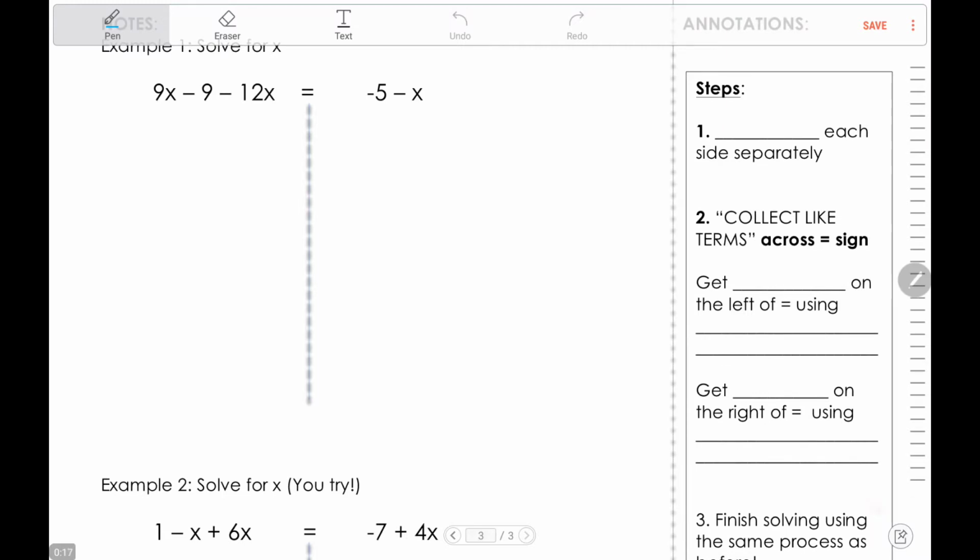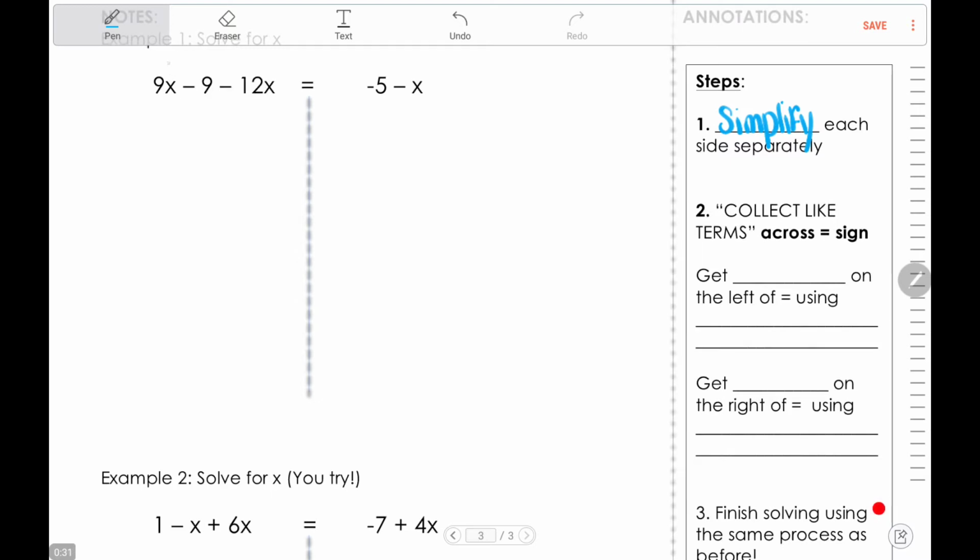Step number 1 is to simplify each side separately. Remember, simplify means to get smaller. So as we're doing example 1, we'll fill out the steps coincidingly. So simplify each side separately. So if I look at side 1, is there anything I can simplify? Can I combine anything, make it smaller?